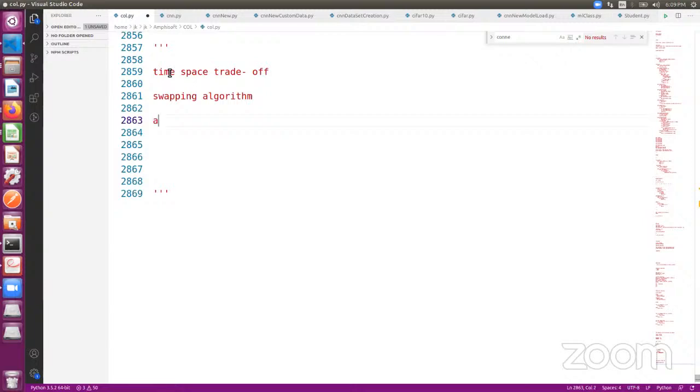Suppose there are two variables A, B. In Python, it is very simple. If you put A, B equal to B, A, you'll get them swapped. But internally, we should understand the logic, right? So using a temporary variable, what is the logic for swapping two numbers?